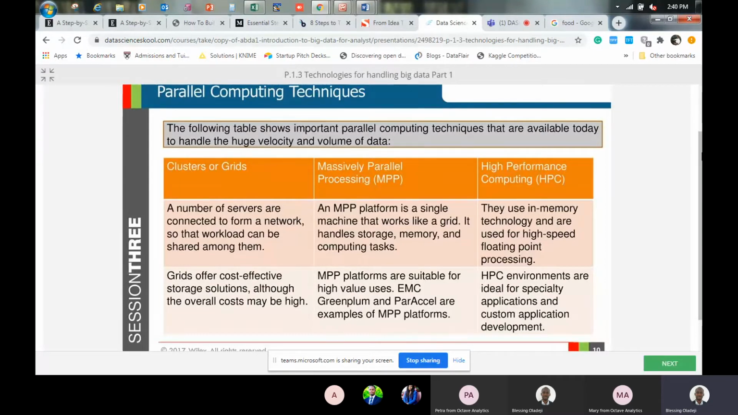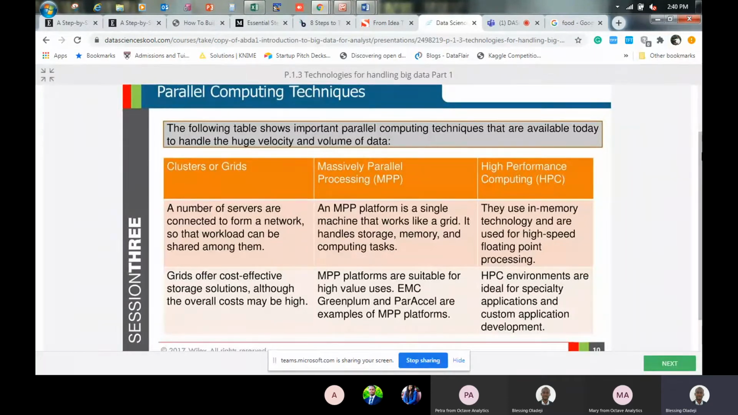So parallel computing techniques involve some key concepts that we want to look at. Number one is what they call grid and clusters. So in parallel computing, when you have a number of servers, or a number of parallel computers that are connected to a network, that is called a cluster. So you can have a 2-node cluster, 3-node cluster, 4-node cluster.